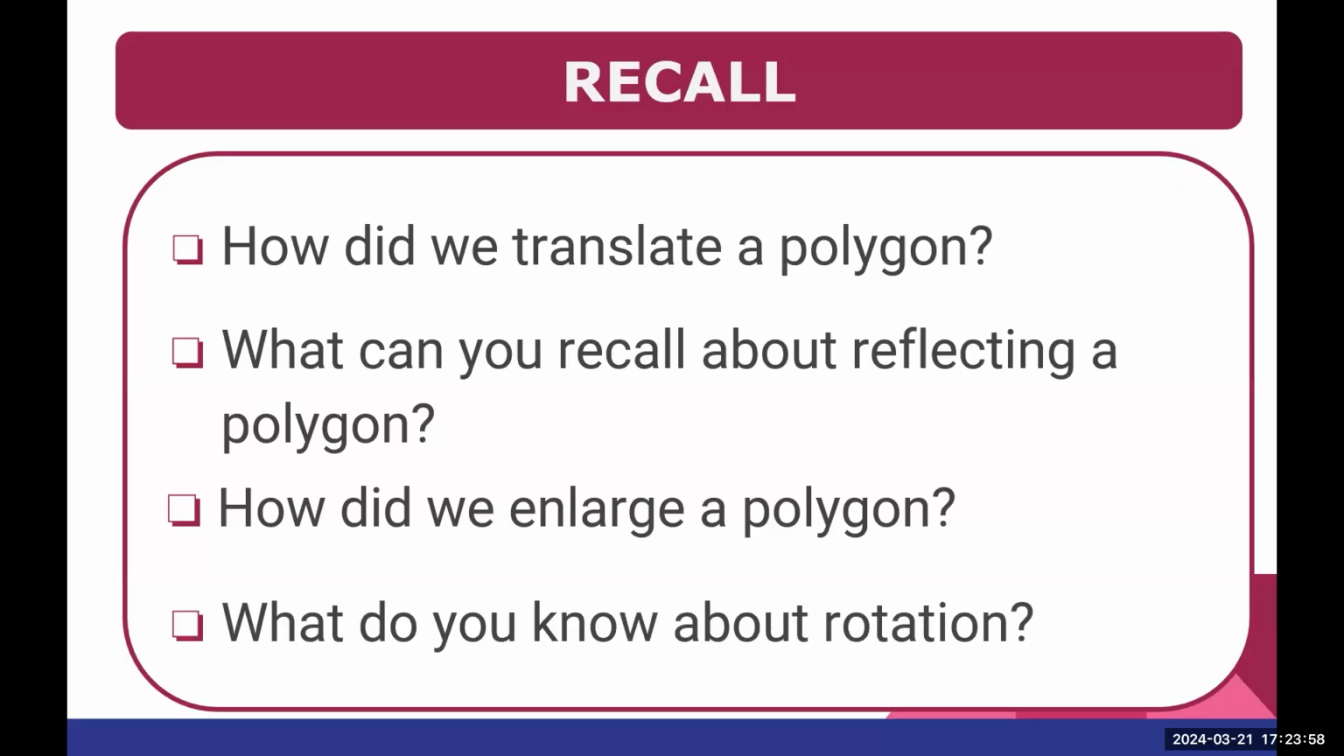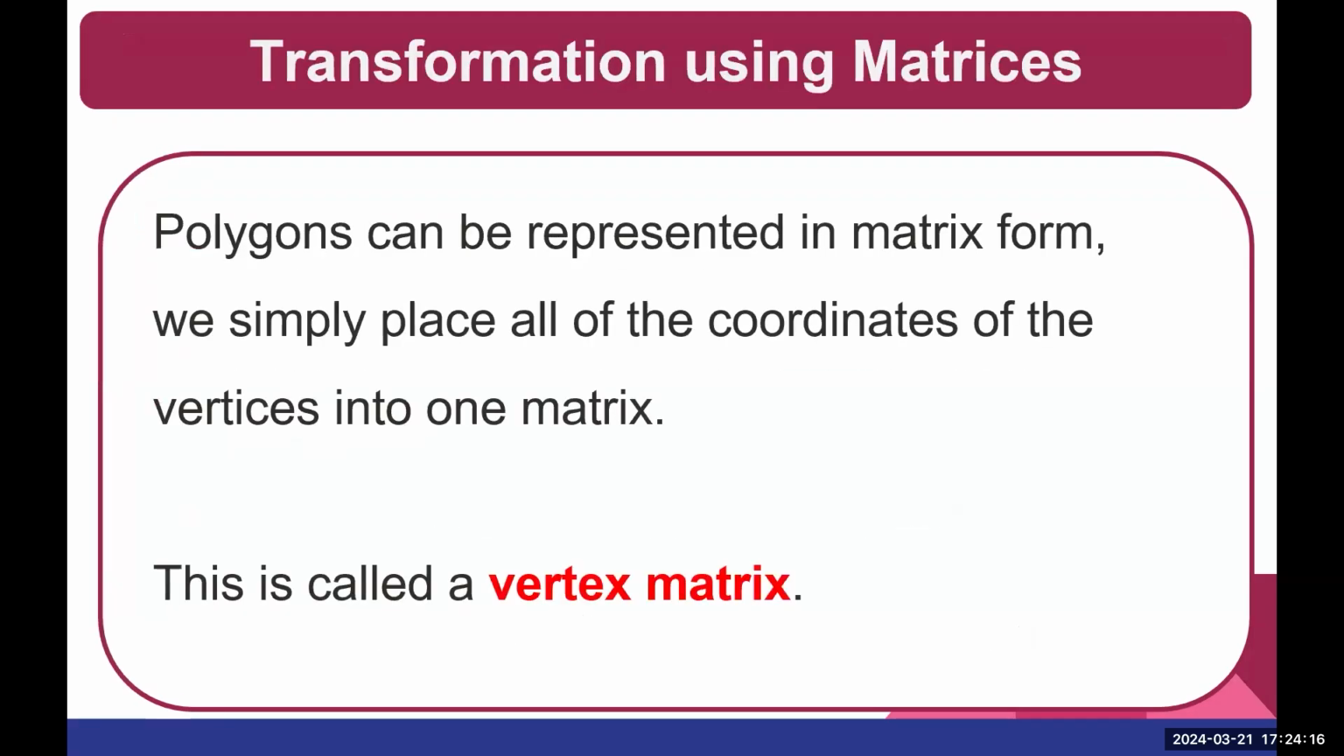Now, lastly, we want to look at rotation. What can we say about rotation? The shape remains the same, but the direction changes. So this affects the orientation of the object. All right, so very good.